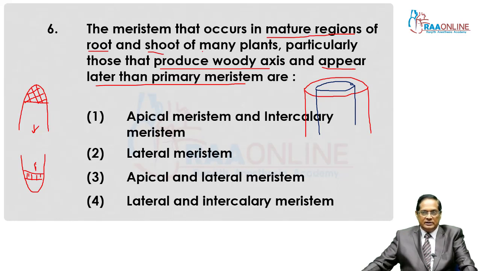Second, if it is active, it forms new tissue on both sides. Towards the inner side it forms secondary xylem, towards the outer side it forms secondary phloem. So that's why the woody tissue is formed by the activity of this particular meristem. And this is actually lateral meristem, lateral meristem or cylindrical meristem.